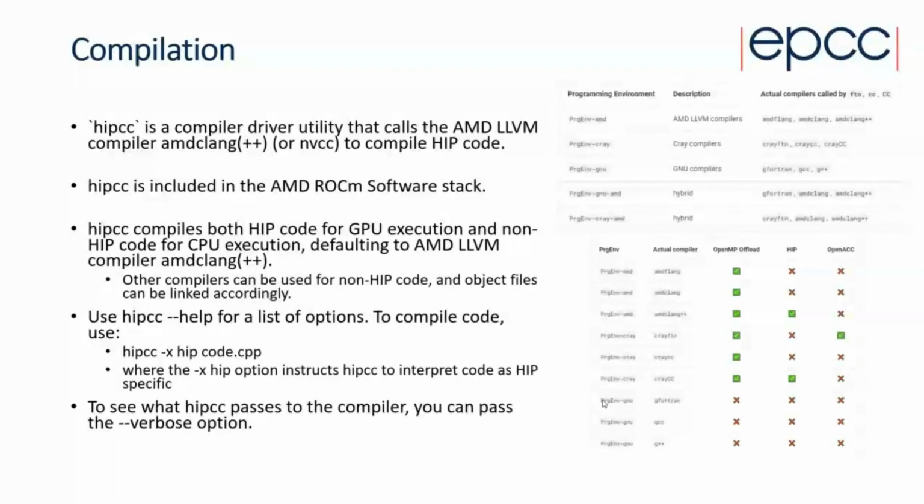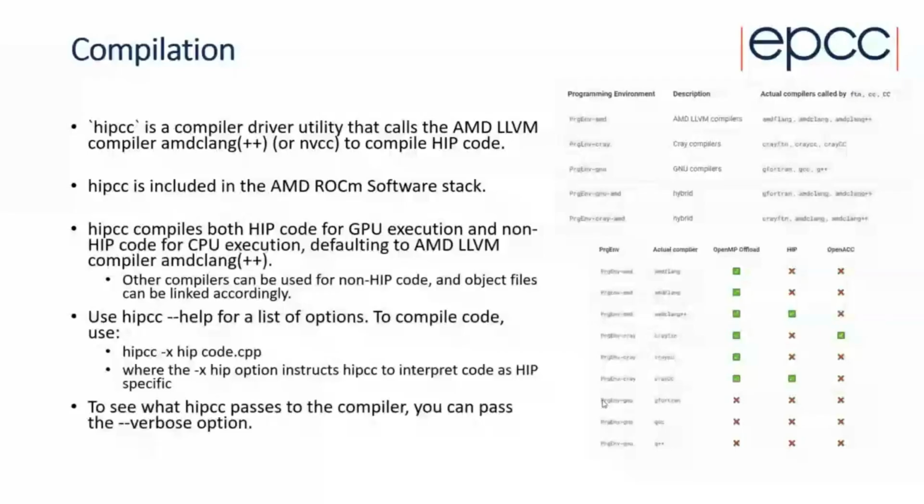hipcc is included in the AMD ROCm software stack, so you will load a module called rocm on ARCHER2 to get access to this and access to the other libraries and so forth. hipcc compiles both HIP code for GPU execution and non-HIP code for CPU execution. It's a wrapper, defaulting to the AMD LLVM compiler for the host code. You can set different host compilers by hand with environment variables if you wish. This is quite a common thing to do if you want to try out different combinations of host to device compilers. You can link object files accordingly.